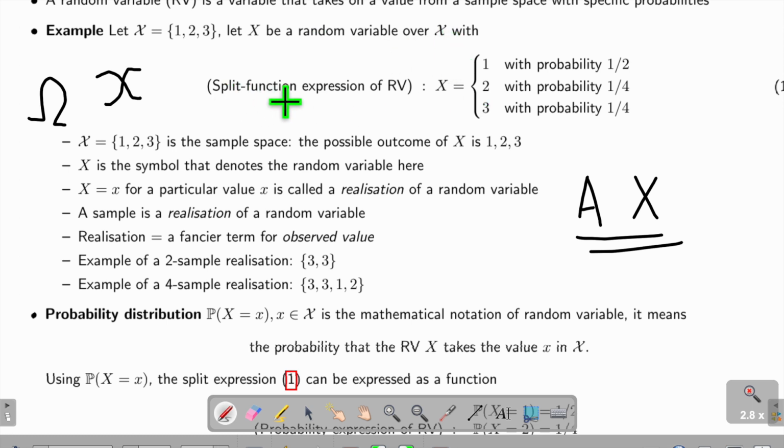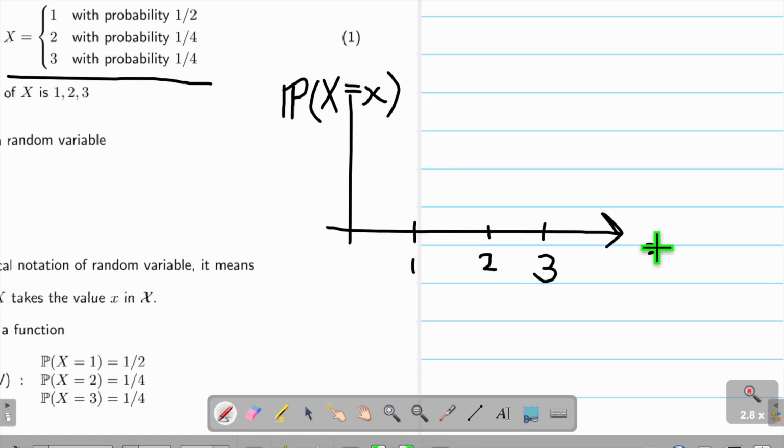Okay, here is a split function expression of RV. That means a split function expression of this random variable X. So it's saying that X has the probability half, gives us 1. X has the probability 1/4, gives us 2. And X has the probability 1/4, gives us 3. So actually we can plot this. So here, this x-axis is a small x. We have 3 probabilities. That's small x is 1, small x is 2, and small x is 3. So for small x is 1, the probability will be half. So let's say this represents half. And then for small x is 2 and 3, we both have probability 1/4. So let's say 1/4 is half of the height. So it will be somewhere here. So that means 2 and 3 both like this. So this picture is the plotting of this random variable function.